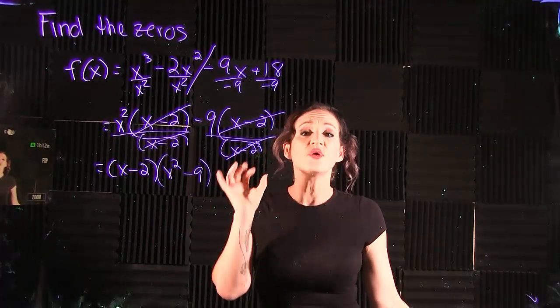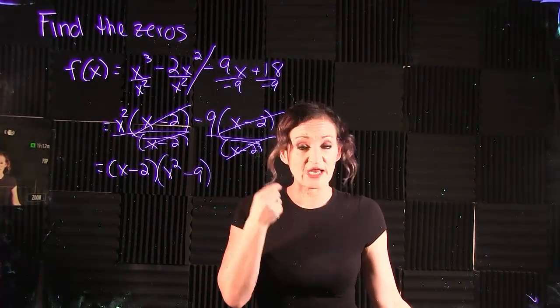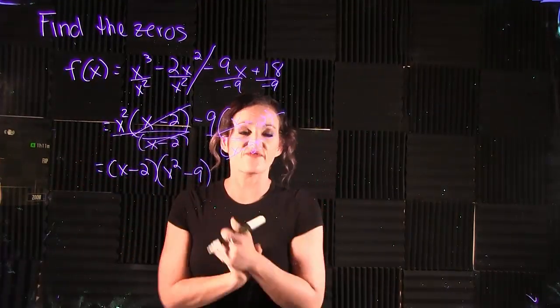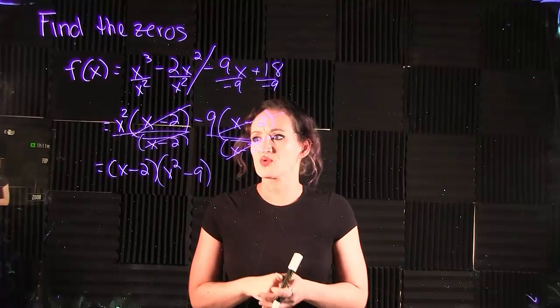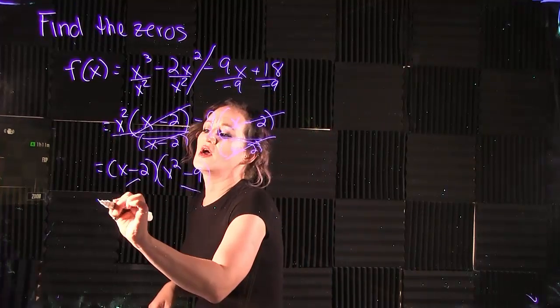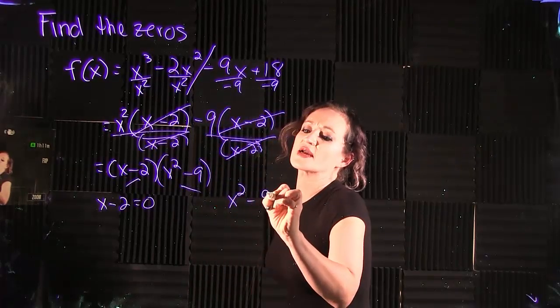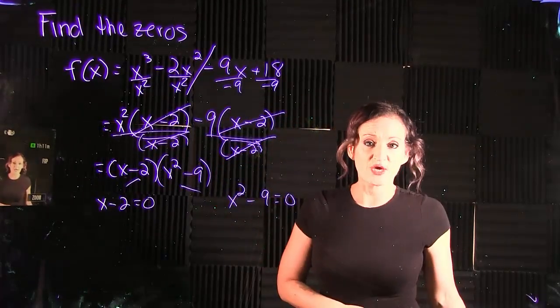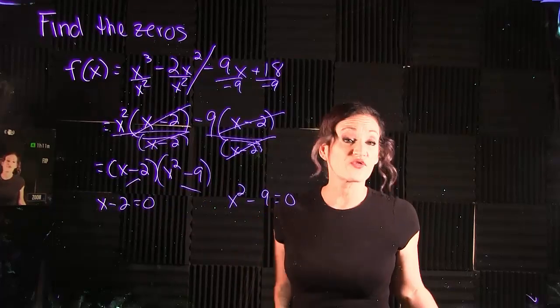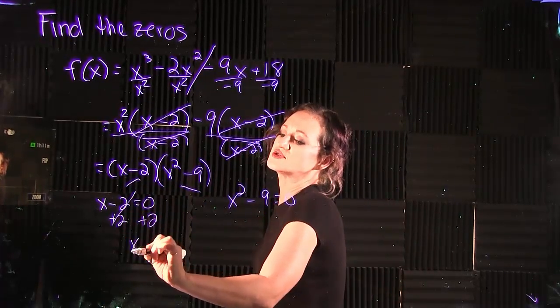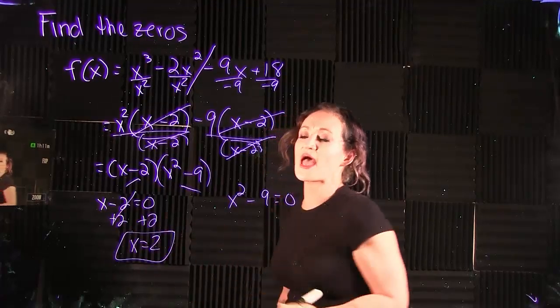Once you have an equation in factored form, use the zero factor property: split each factor up, set them each equal to 0, and solve. So we're going to say that x minus 2 is equal to 0, and we're going to say that x squared minus 9 is equal to 0. Solve both of these equations. So this one over here, all we have to do is add 2 to each side, and we get that x is equal to 2.